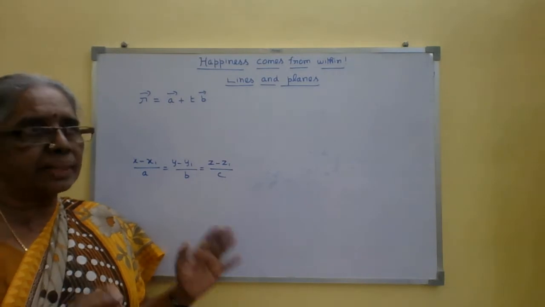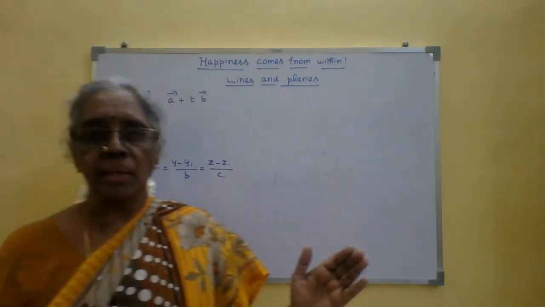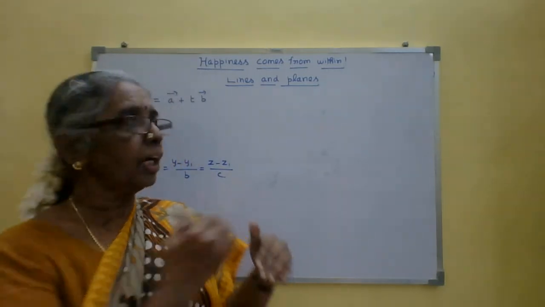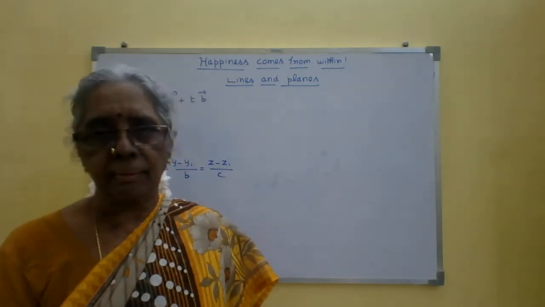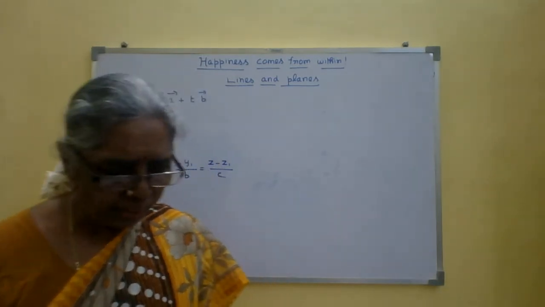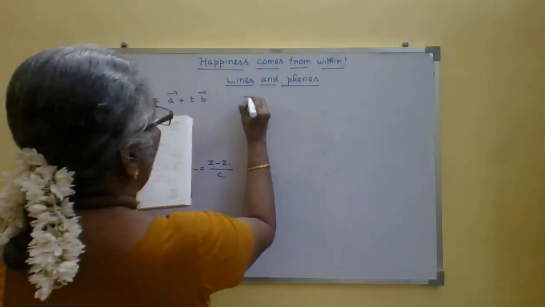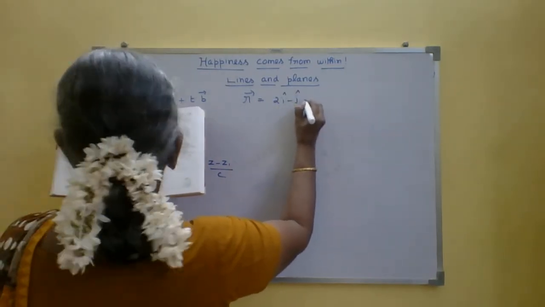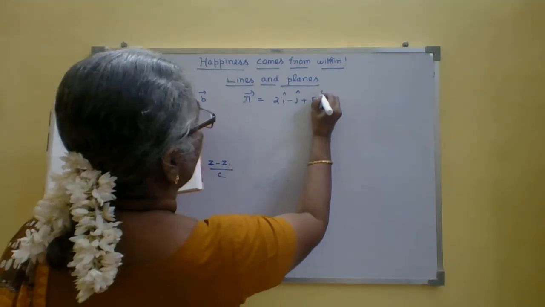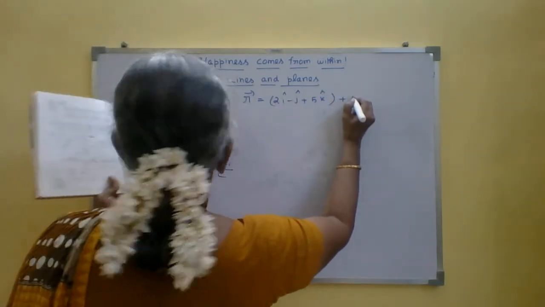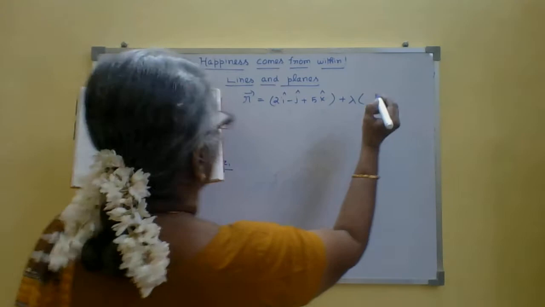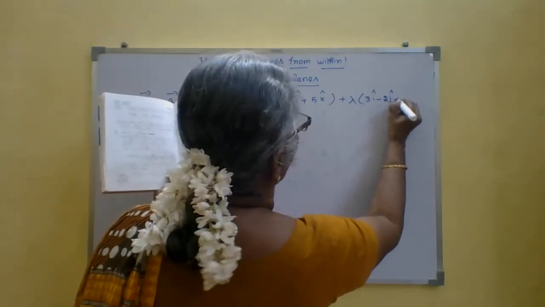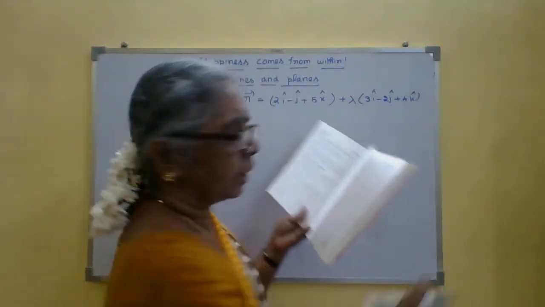First, you should understand clearly, when an equation is given, how to find a point, how to find the direction ratios, then how to convert from one form to another. So, these are the things we will see now. Okay. So, now let me consider this equation. r vector is equal to 2i cap minus j cap plus 5k cap plus lambda into (3i cap minus 2j cap plus 4k cap). Okay.